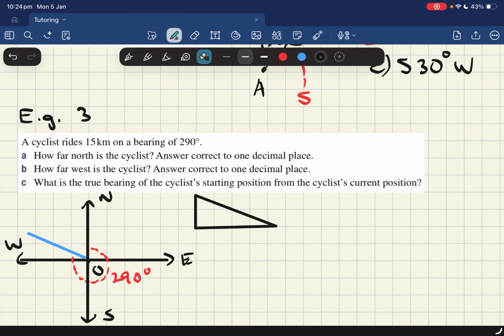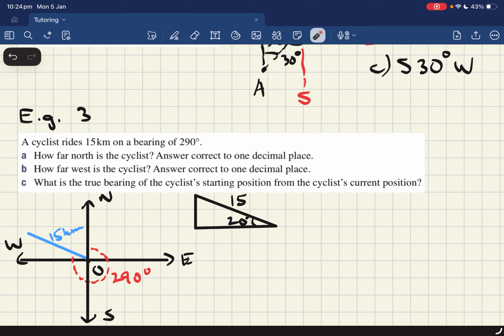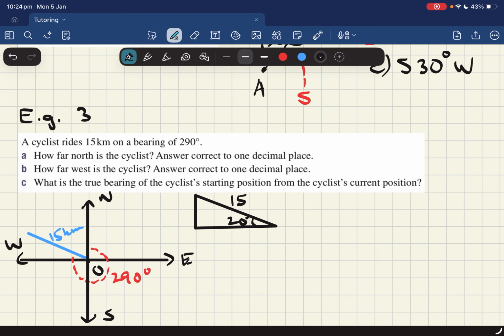The person rides 15 kilometers, so they've gone 15 kilometers. This side's 15. This angle is 20 degrees. And they've said how far north is the cyclist. So how far north is the cyclist from their starting point? So that is this part here. So that, in essence, is going to be my unknown side. And it is a right angle triangle.